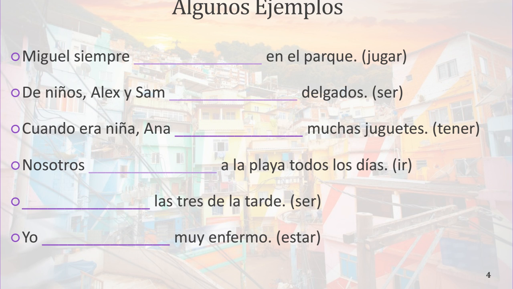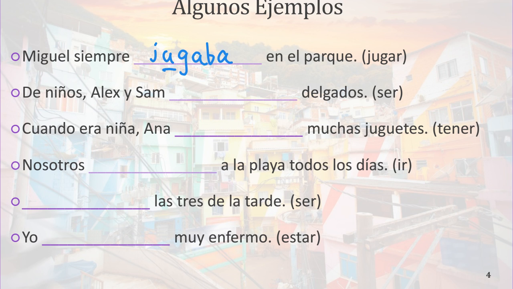So in the first one, Miguel siempre jugar en el parque. So this is an action that Miguel always does. We know that because it says siempre. So we want to use the imperfect tense here. And so we're going to do jugaba, okay? And remember that this is not a stem changer in the imperfect tense because there's no such thing as stem changers in the imperfect tense. So we do not change the U to a UE. We just say jugaba. Miguel always plays in the park.